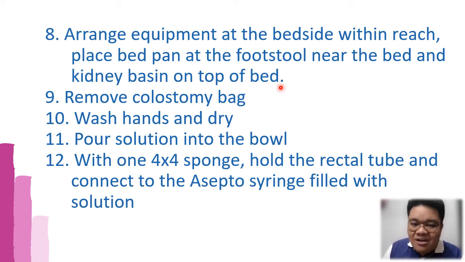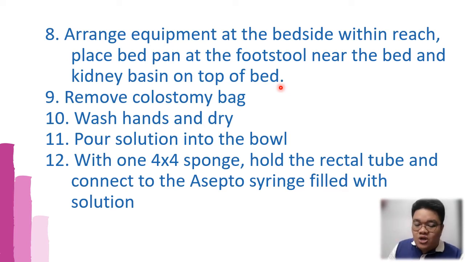Then with one sponge or your gauze, hold the rectal tube and connect to the asepto syringe filled with the solution. Again, class, you pour the solution into the bowl. That will be your plain NSS for irrigation. After that, you get the solution and then place it inside your asepto syringe.